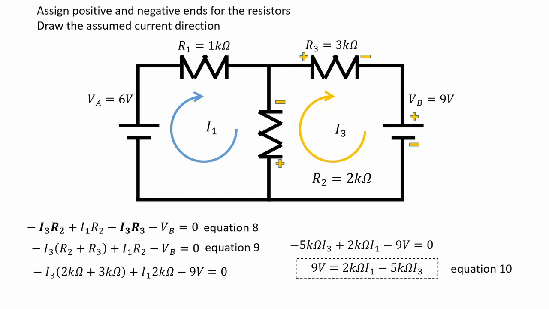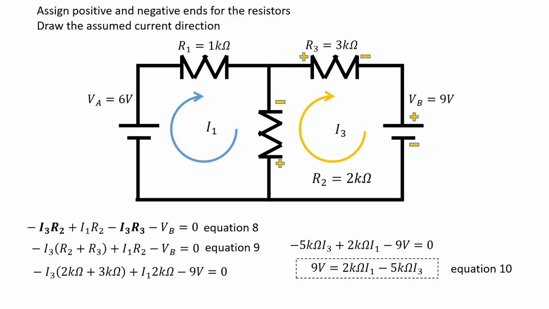And for resistor 3, the sign for the positive and negative end is based on the direction of the current loop. So, we assume that it loses its potential, so its positive end will be on the left and the negative end will be on the right. So, resistor 3 has a negative voltage.